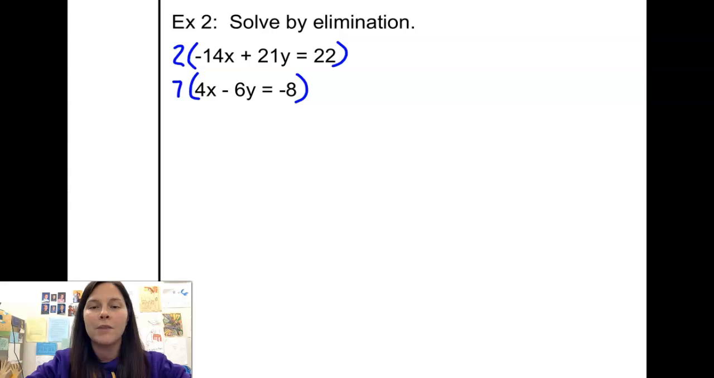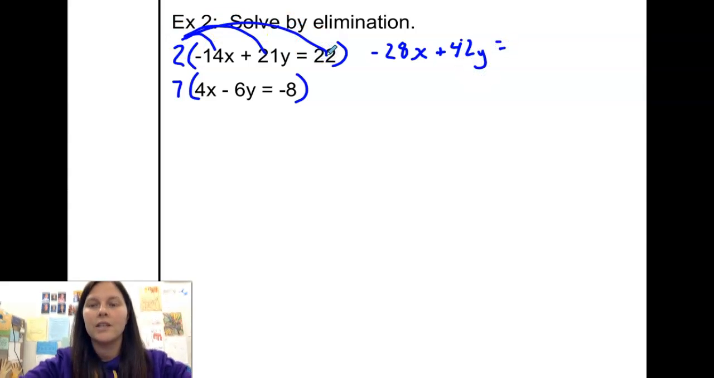The other nice thing about my x's, which is also true for the y's in this case, is that they're already opposites, so I can multiply both of these equations by a positive value. 2 times negative 14 gives me negative 28x. 2 times 21 gives me a positive 42y. And 2 times 22 gives me 44.